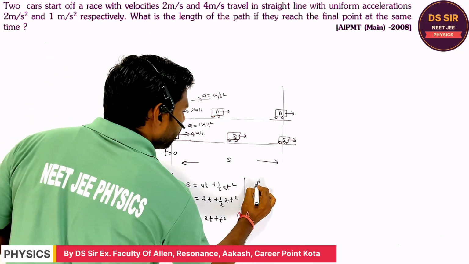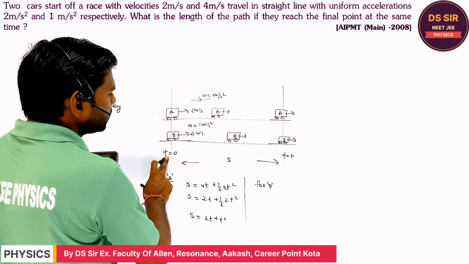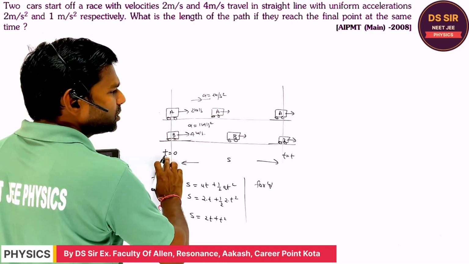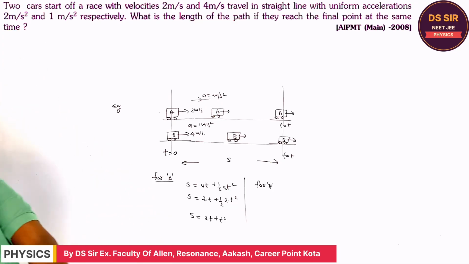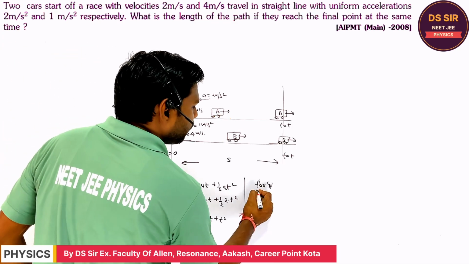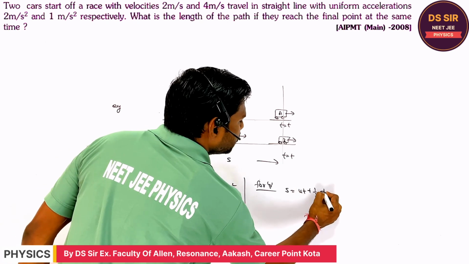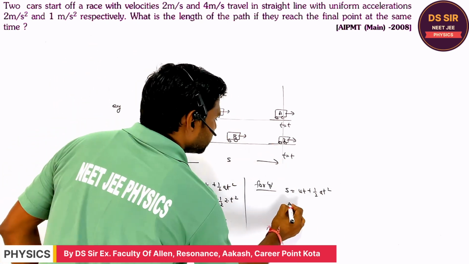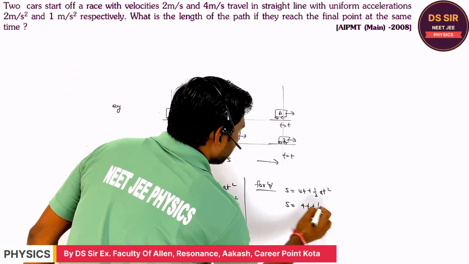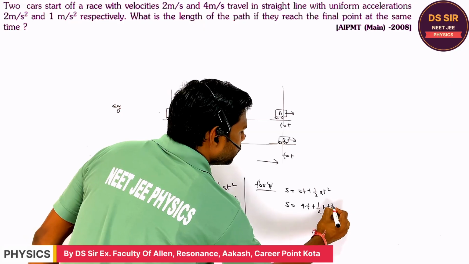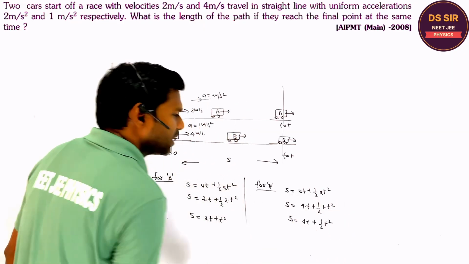In the same way for car B, right? Suppose at t equal to 0, they start from the same position, and after time t both are at the same position. So for car B, again you can apply s is equal to ut plus half at square. What is the displacement? Say s. The initial speed is 4, the time is t, half, the acceleration is 1, into t square. So s is equal to 4t plus half t square. Is it clear or not?